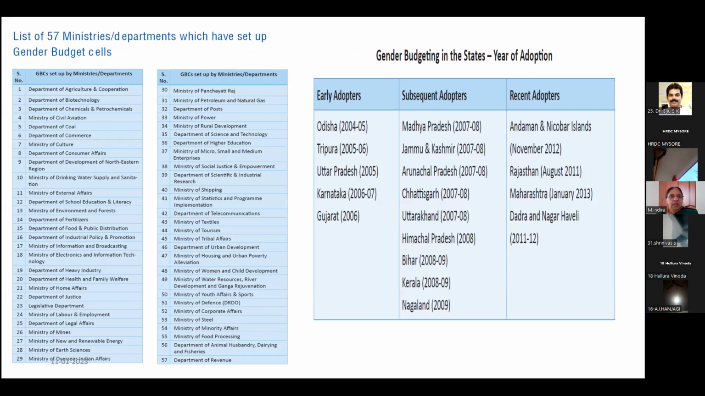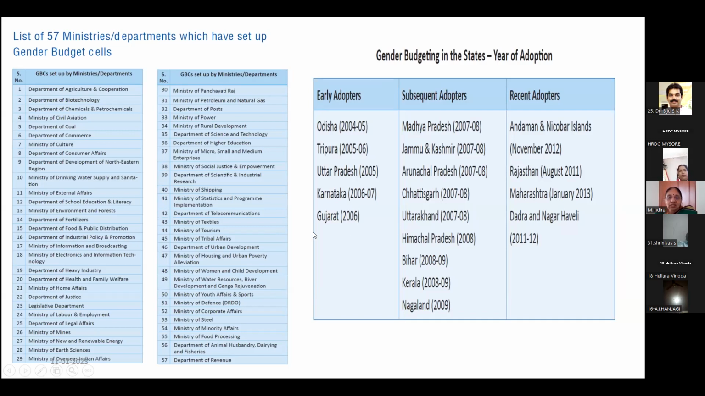Now, the Government of India has a list of 57 ministries and departments which have set up gender budget cells. So the Government of India has established gender budget cells in all these 57 departments. The Department of Revenue also has one, but not much work is going on.